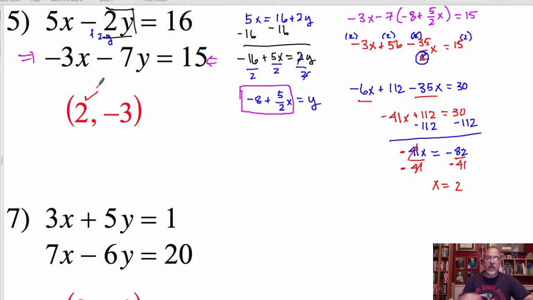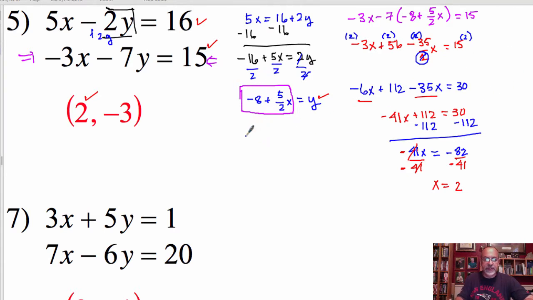Now I need to figure out the y value. So I can go back again to either of the two original equations and substitute in the 2 for x because I now know that those are interchangeable. Or I can just go right back to here because this is already solved for y, substitute it into this expression, and get my y that way. So let's go ahead and do that.